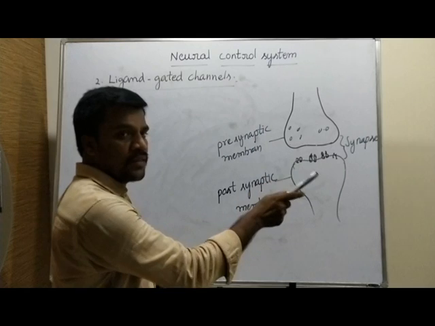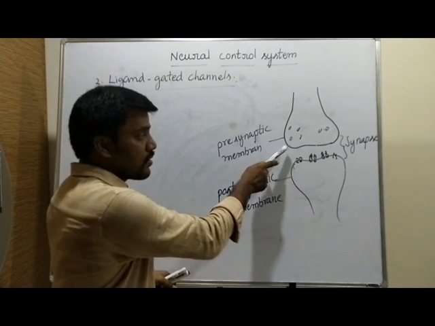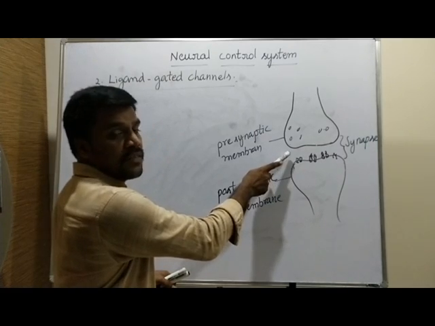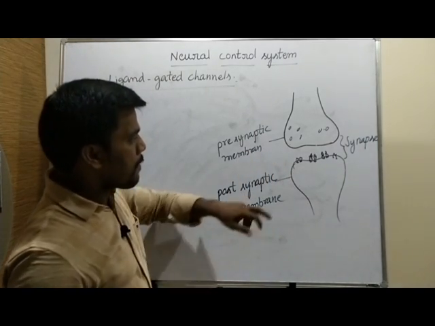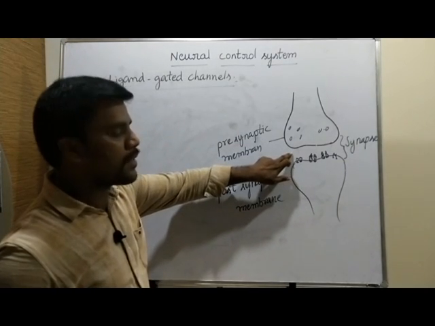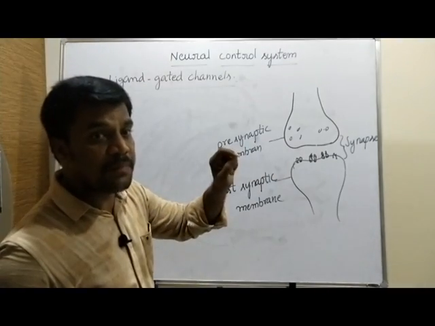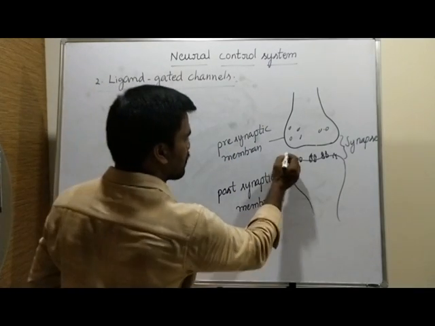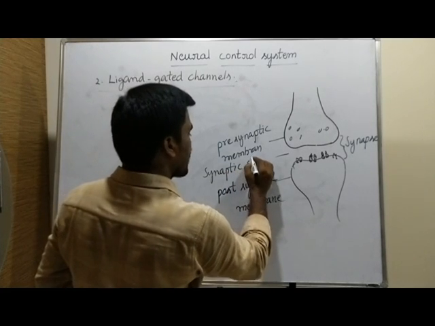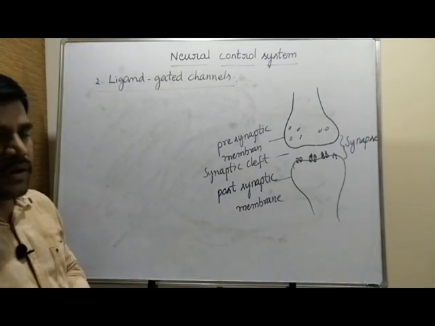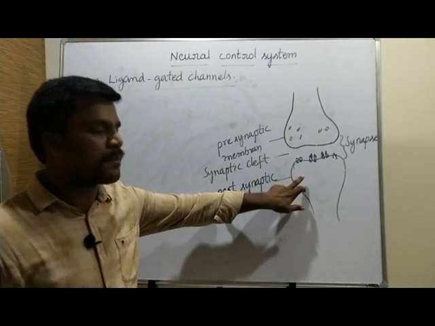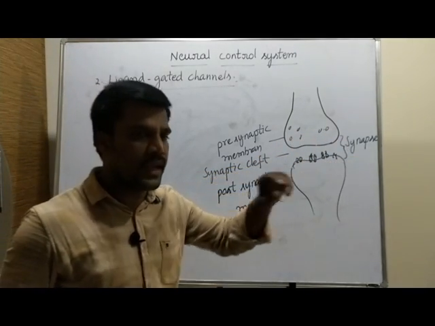Postsynaptic membrane is present in dendrites. So this is called presynaptic and postsynaptic. Between these two membranes, some gap is there. This gap is called the synaptic cleft. So what is a synapse? Presynaptic, synaptic cleft and postsynaptic membrane, commonly called a synapse.